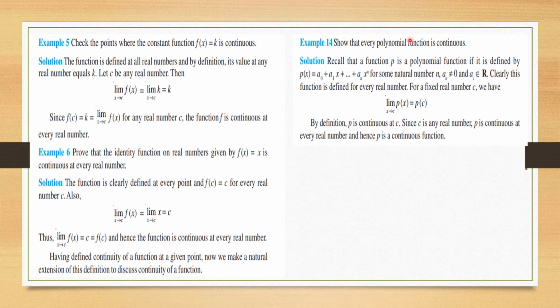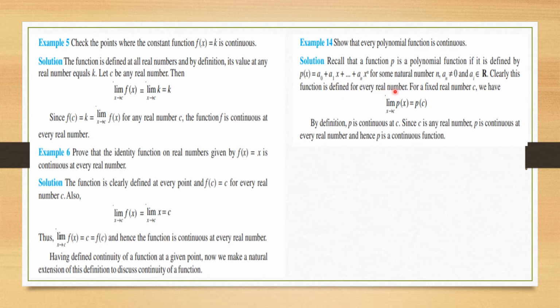What about a polynomial function? A general polynomial function is defined like a0 + a1x + a2x^2 and so on, up to an x^n, for some natural number n, where an should not be equal to 0, because if it is 0, then it will not be a polynomial of degree n. And all the other ai's are real numbers.